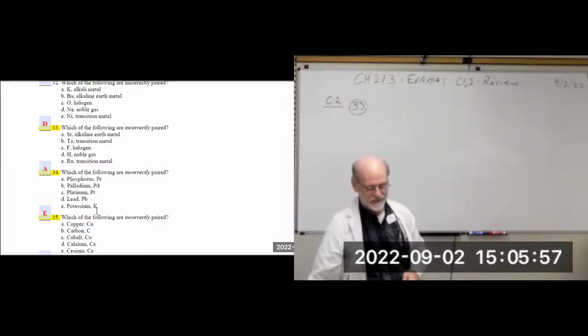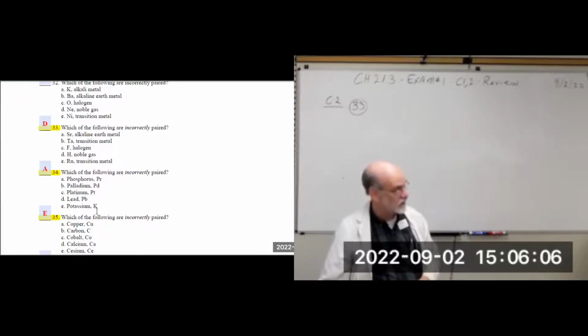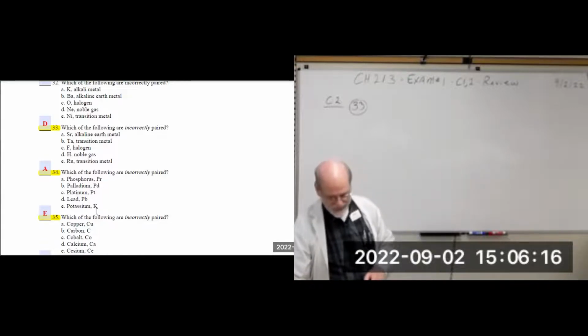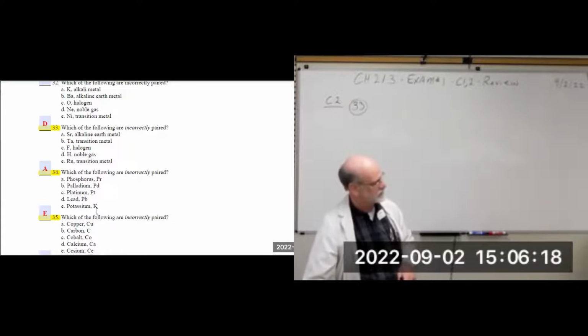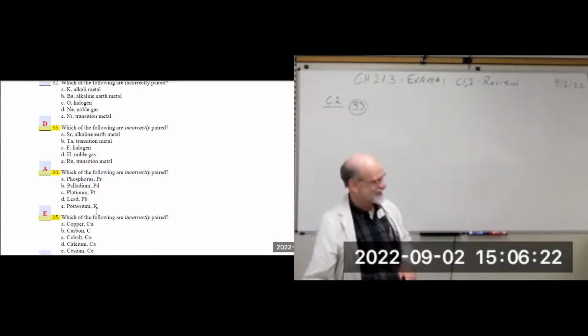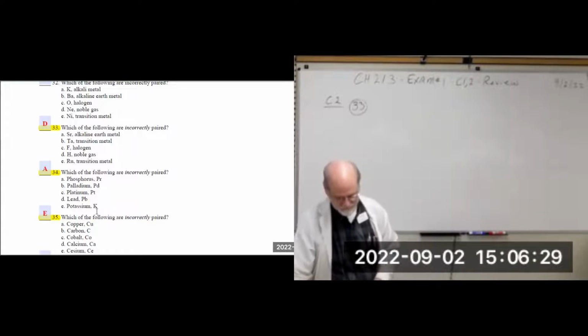How about F? Fluorine? Where is it located? That group has a name. Right? It's the second one over from the right. And that group is the halogens. And that's true. It's a halogen. How about H? Is H a noble gas? Nope. Now its neighbor, helium, is a noble gas, but not hydrogen. So that's the incorrect one.